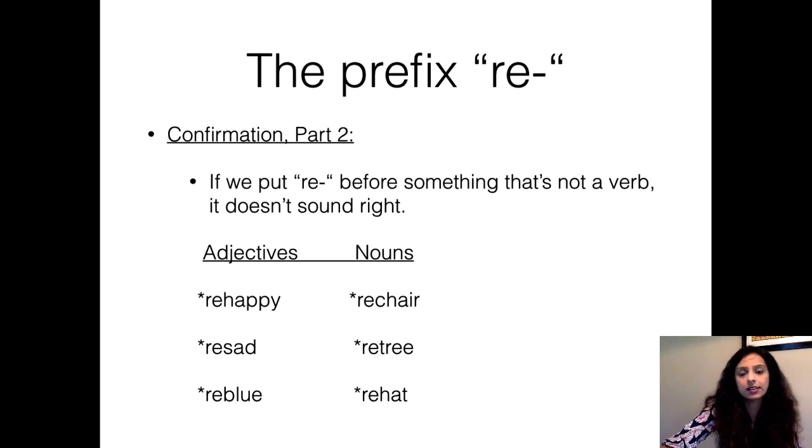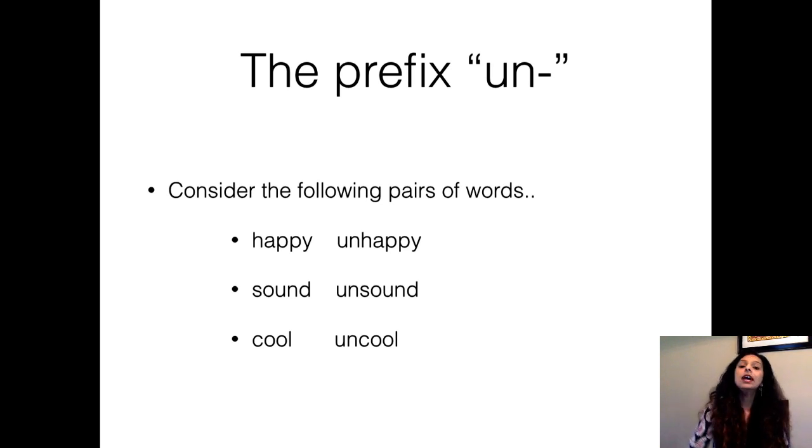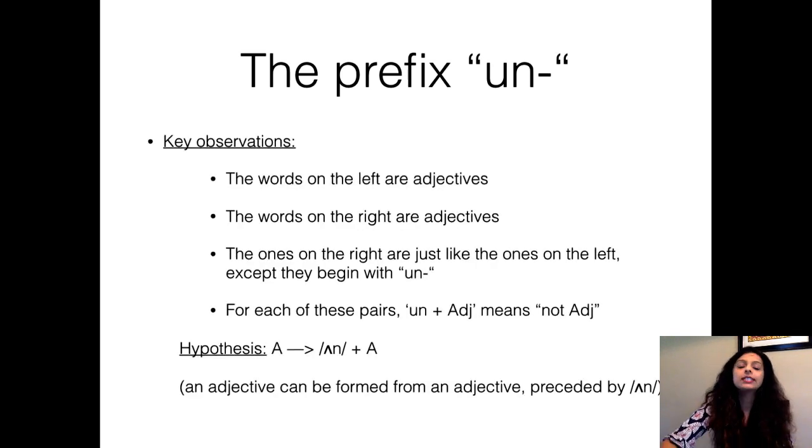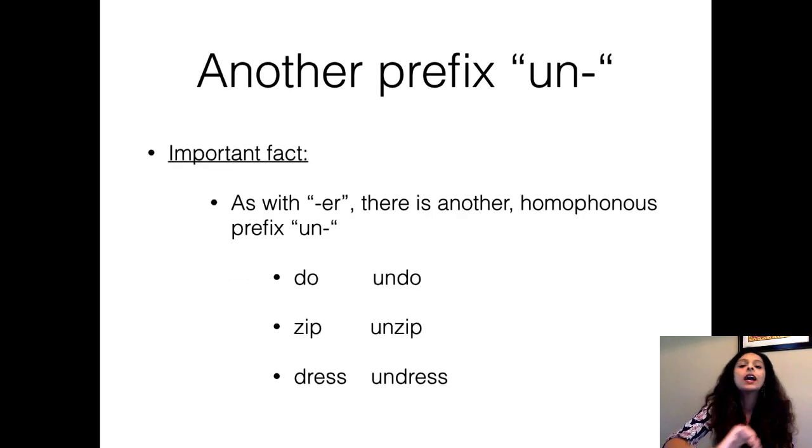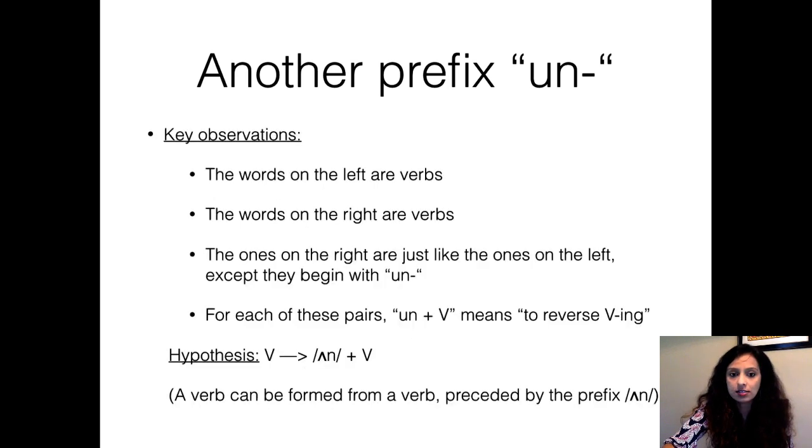actual words of English. Here's the prefix un. As you can see, un takes adjectives, which is on the left-hand side, and gives you adjectives. So you can take un and attach it to an adjective, and what you get is an adjective. And just like er, un also has another homophonous morpheme, where, as you can see, it takes verbs and gives you verbs. So these are two different homophonous uns.